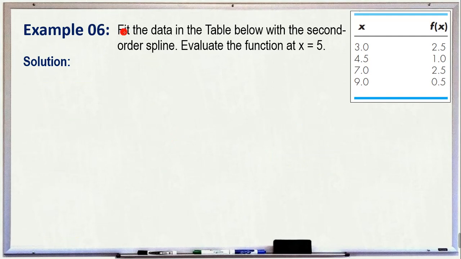We have here the problem statement. Fit the data in the table shown on the right, not below. Sorry, this is an error. So fit the data with the second order spline. And afterwards, evaluate the function at x equals 5. Now, these are similar data points from the example of the linear spline interpolation. So this time, we will evaluate this data using the second order spline.